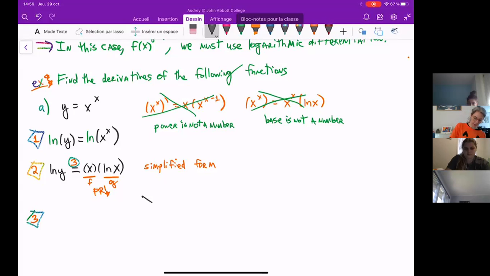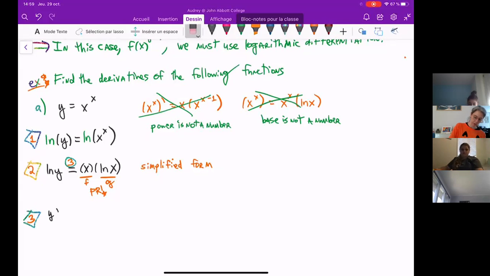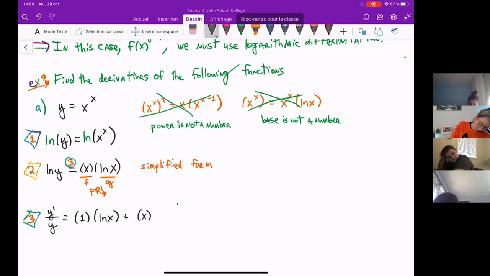Y prime over y, you got it. Y prime over y is equal to the product rule. So the derivative of the first times the second plus the first times the derivative of the second.